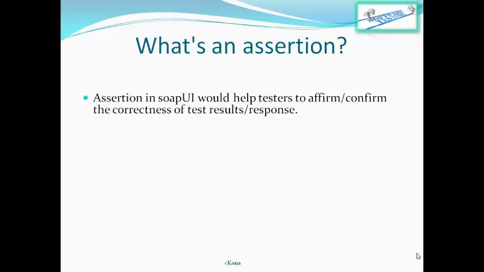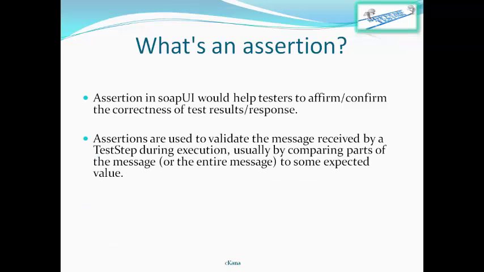So assertions in SoapUI, as stated, help testers to affirm and confirm the correctness of the test results or the response. Any number of assertions can be added to a sampler test step, each validating some different aspect or content of the response. They are used to validate the message received by a test step during execution, usually by comparing parts of the message or the entire message to some expected value. These are the main test steps for validating the functionality of your services. They are primarily used to either send or receive messages, which can then be validated via a standard assertion mechanism.